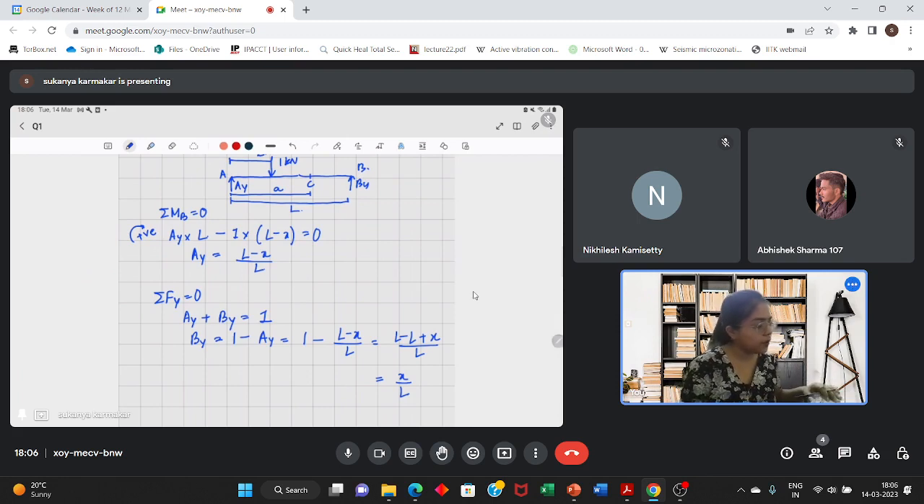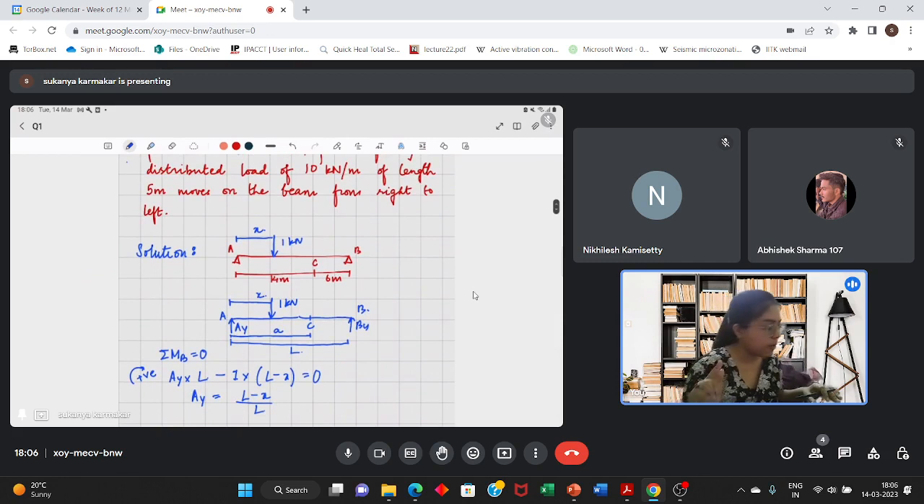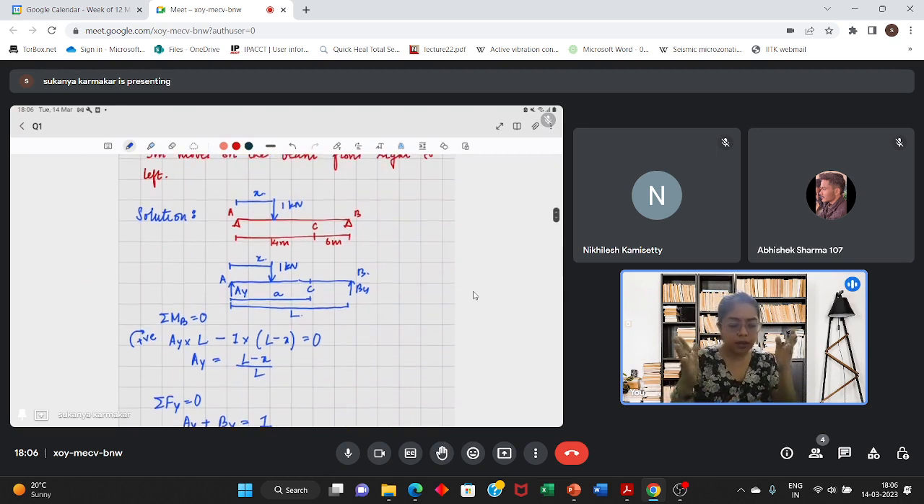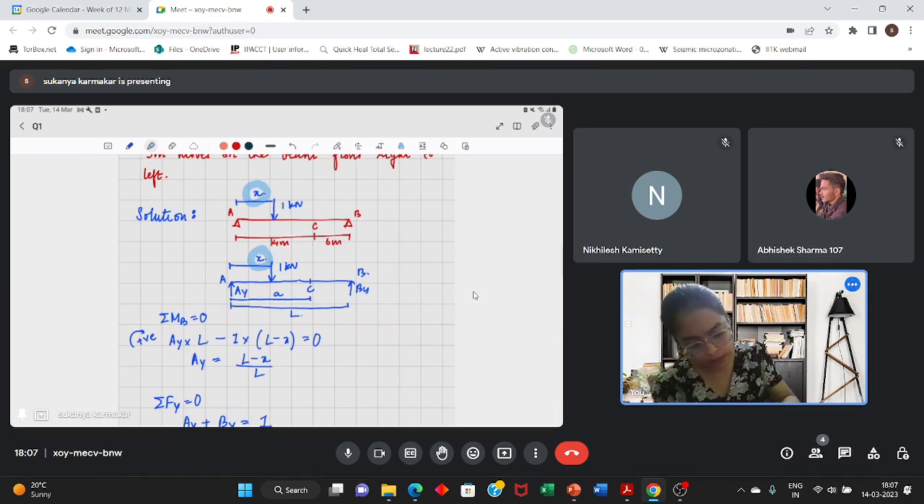Then, what do I want to do? I want to calculate the shear force at point C. So, for that, what will I do? First, I'll consider the case when this x is less than a, that is, the point load is on the left hand side of point C. It is on that portion of the beam. That is case 1.